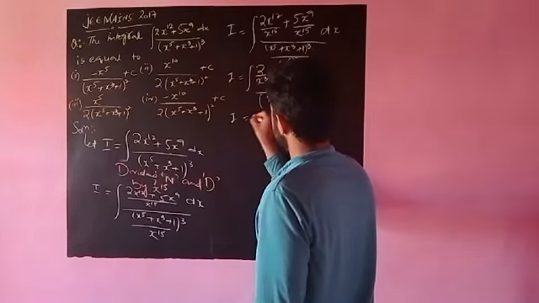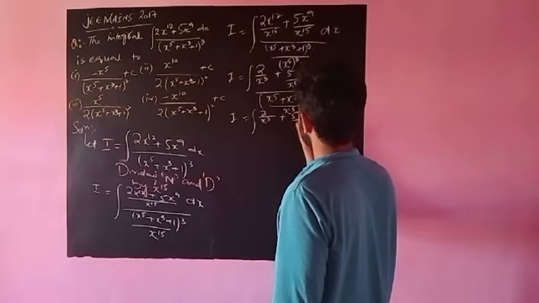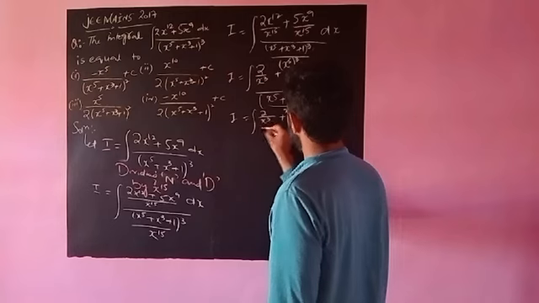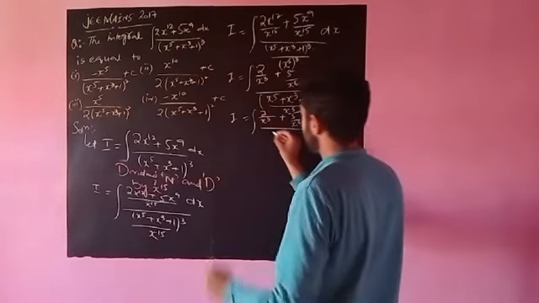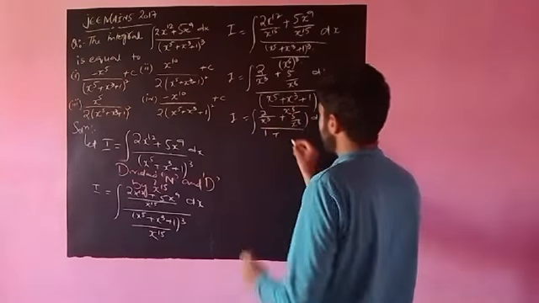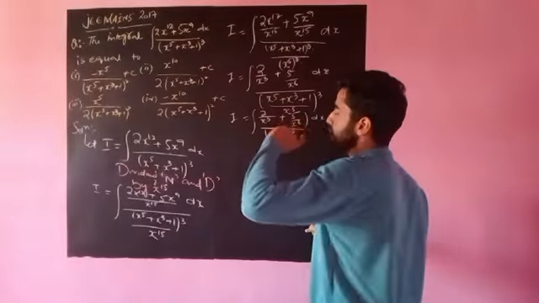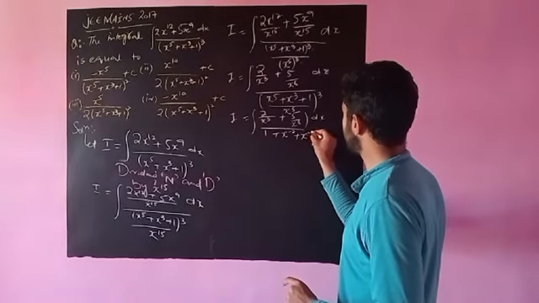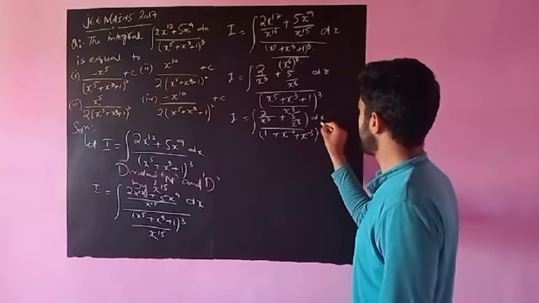Then we further solve it: 2 upon x^3 plus 5 upon x^6 into dx, whole divided by, we will further divide this by x^5 divided by x^5, that is 1, plus x^3 divided by x^5, that is x^-2, because bases are the same, powers are subtracted in case of division, plus x^-5, because 1 divided by x^5 is x^-5, whole cube.